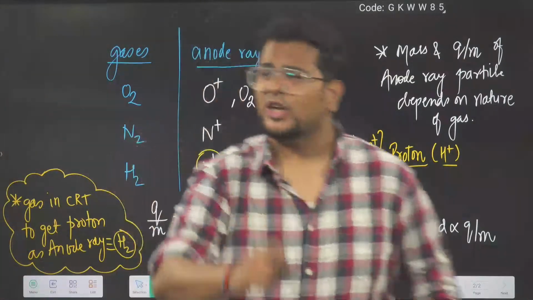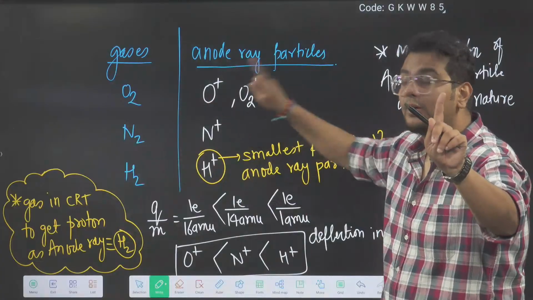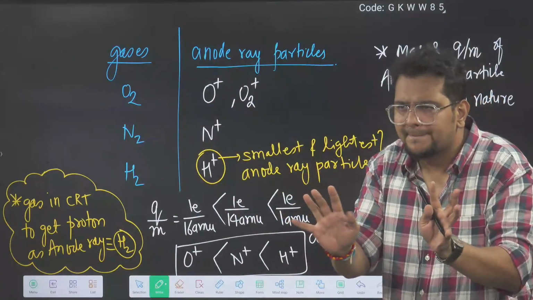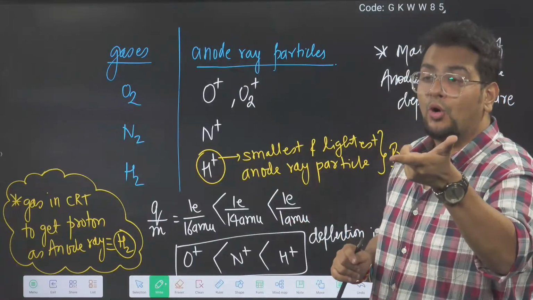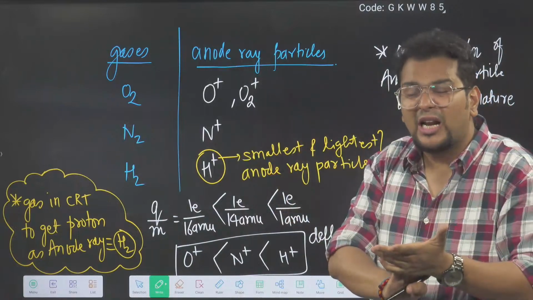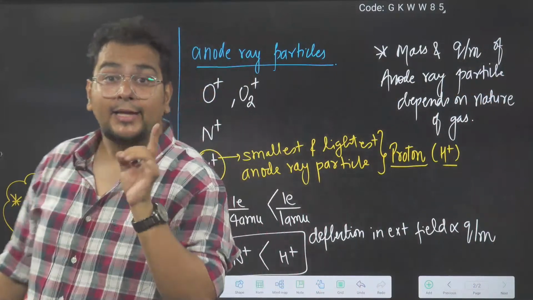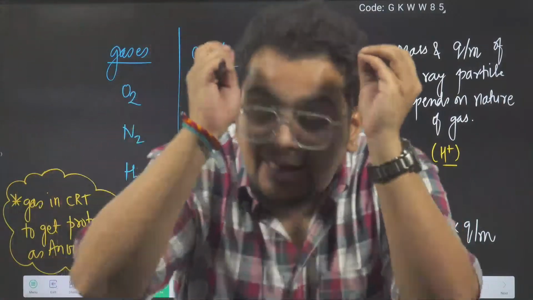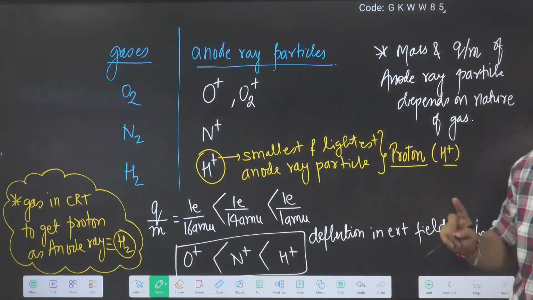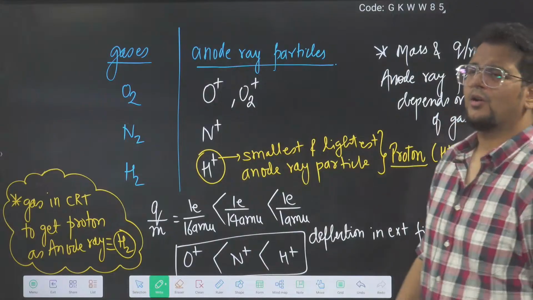So understand the English here. Anode ray particles are not protons. Anode ray particle can be proton if you take hydrogen gas in the tube. But cathode ray particle is always electron, whichever gas you take in the tube. Cathode ray particle is always electron, but anode ray particle is not always proton. In fact, it is proton in only one example, that is H plus. This much clear or not clear, bhai?